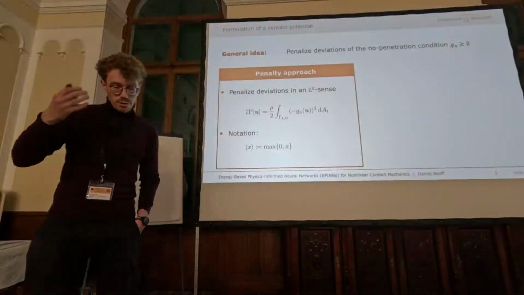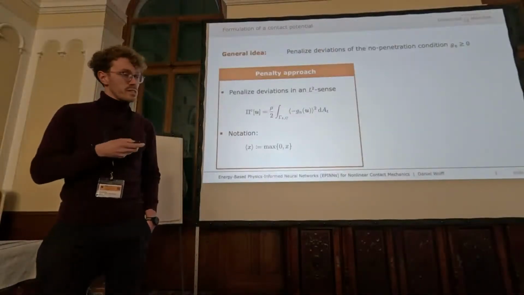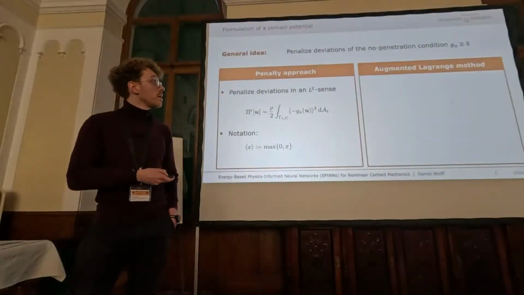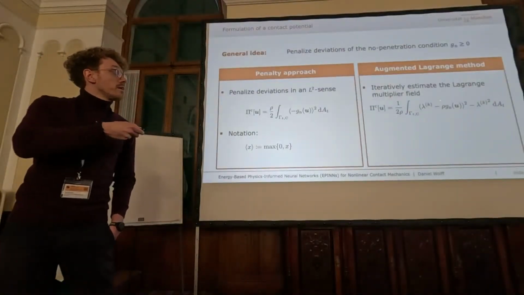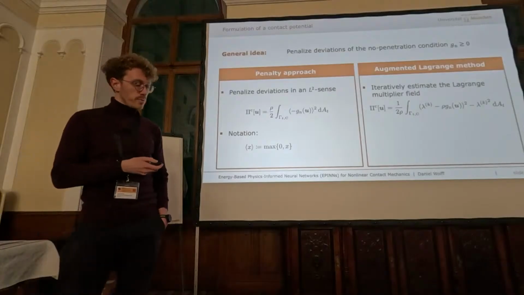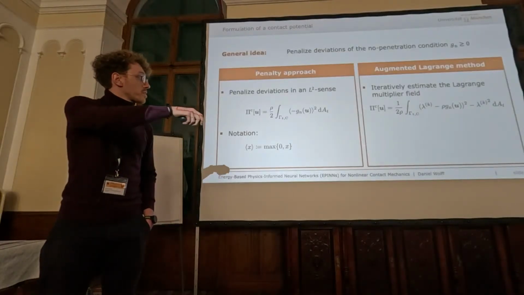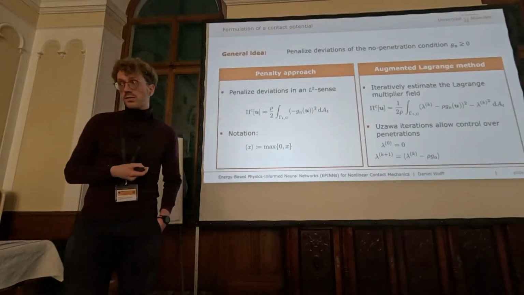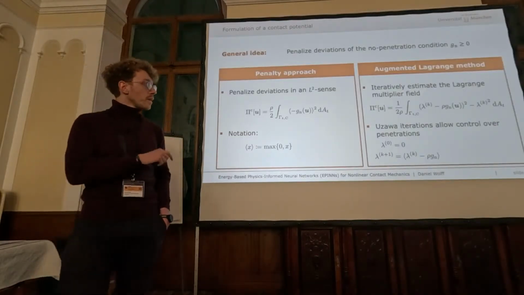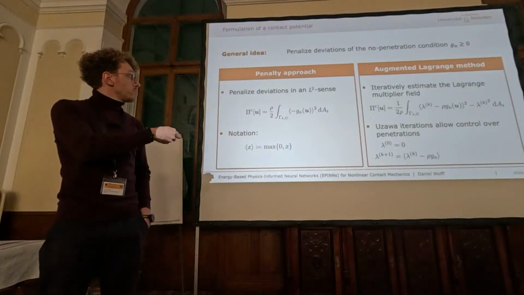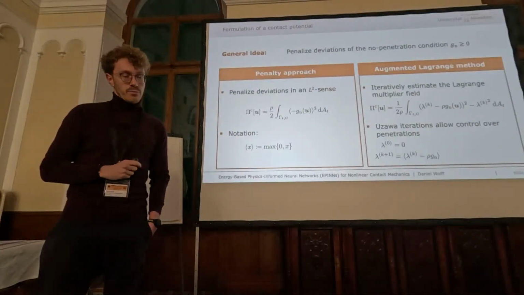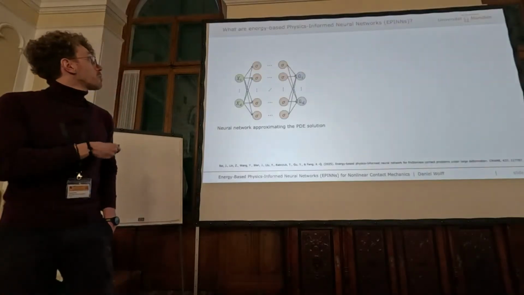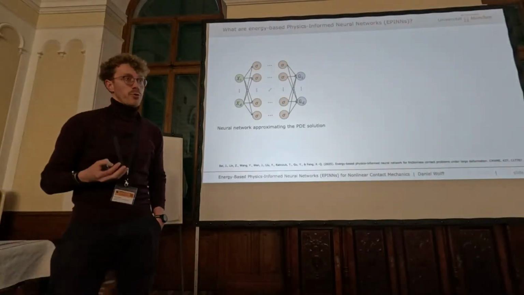Or if we think of something a little bit more sophisticated, and we've also already heard about that today, it's basically the augmented Lagrangian method, where we would try to iteratively estimate the Lagrange multiplier field. So we now introduce this Lagrange multiplier lambda here, which we iteratively update, for instance, with the help of Uzawa iterations. So these are now basically two different contact potential formulations that we can try to integrate with this concept of energy minimization. And now let's talk about what energy-based physics-informed neural networks actually are.